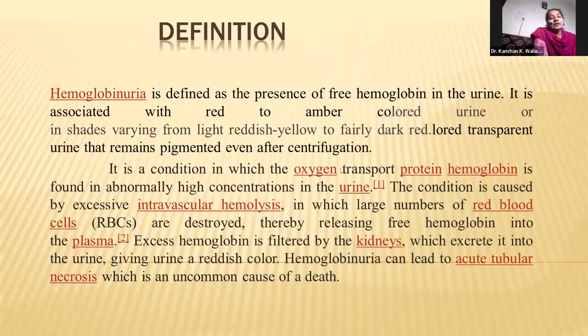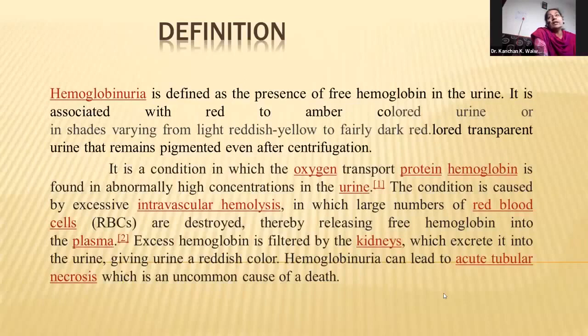And here the RBCs are destroyed and they release the free hemoglobin into the plasma. So since hemoglobin is filtered from the kidney, it is excreted into the urine, and this imparts urine a red color. Hemoglobinuria can also lead to acute tubular necrosis, which is the cause of uremia, and it is a cause of death, because the hemoglobin molecule is a fairly big molecule.